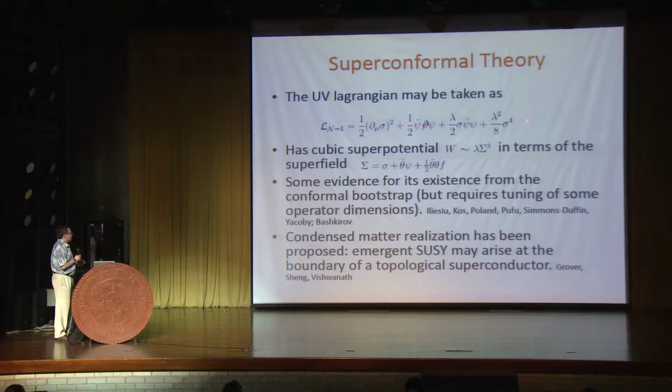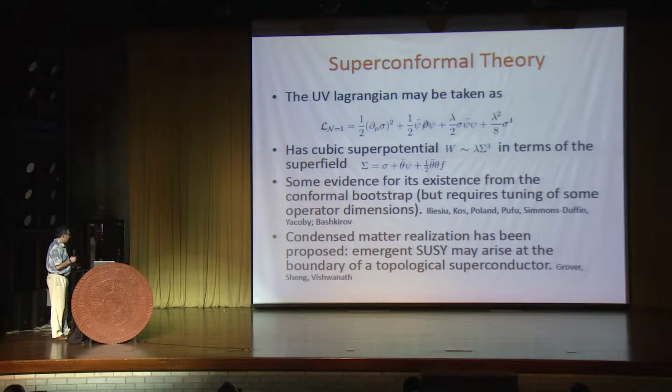Now the UV Lagrangian therefore may be taken to be supersymmetric as well. It basically has only 1 dimensionless coupling, and one can form the superfield sigma, which combines the real pseudoscalar and Majorana fermion. So it's a somewhat mysterious theory because it's strongly interacting. Some evidence for, some confirmation of its existence, which is partial, comes from recent work on conformal bootstrap by these authors. But it's not totally sort of staring in your face because it requires tuning of some higher operator dimensions.